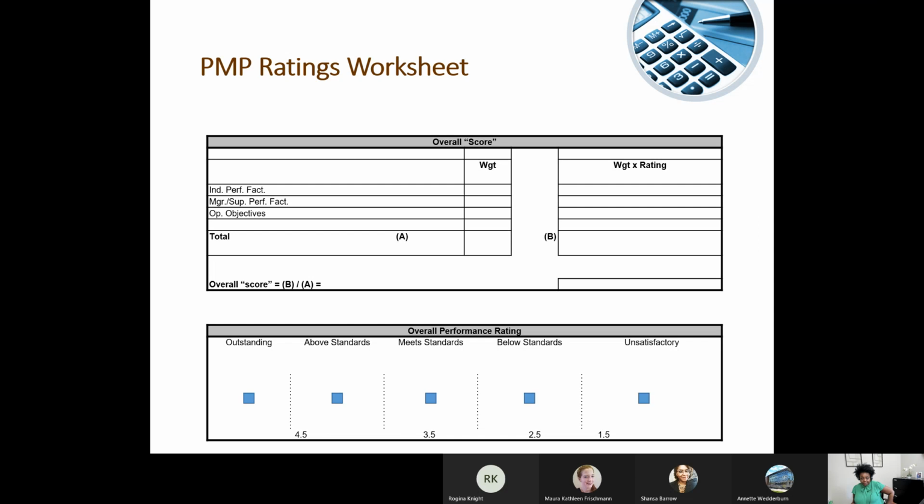That'll give you a number. That number will help you know how to populate the overall performance rating: outstanding, above standards, meets standards, below standards, and unsatisfactory. Because the overall score is B divided by A. That'll bring it down to something like 4.5, and you'll see the number. And when you calculate it properly, it'll give you the number to complete the overall performance rating.